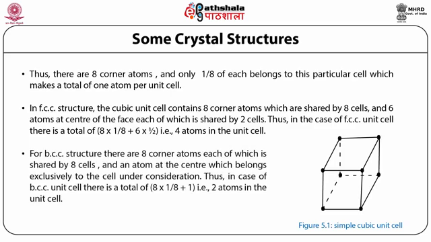For BCC structure, there are 8 corner atoms, each of which is shared by 8 cells, and an atom at the center, which belongs exclusively to the cell under consideration. Thus, in the case of the BCC unit cell, there is a total of 8 cross 1 by 8 plus 1, that is 2 atoms in the unit cell.